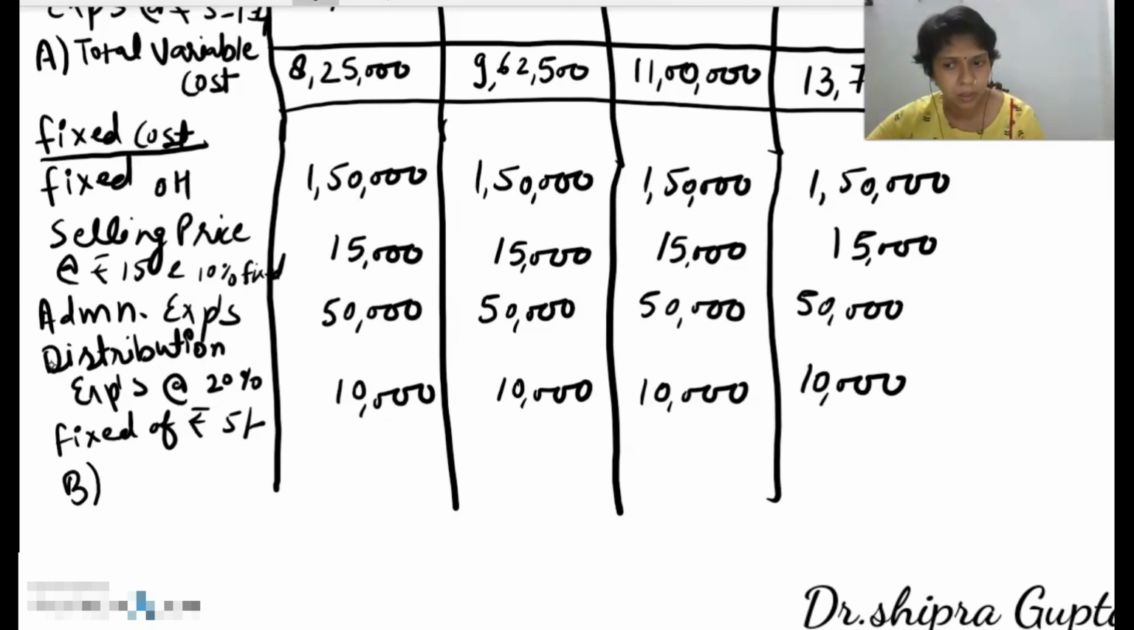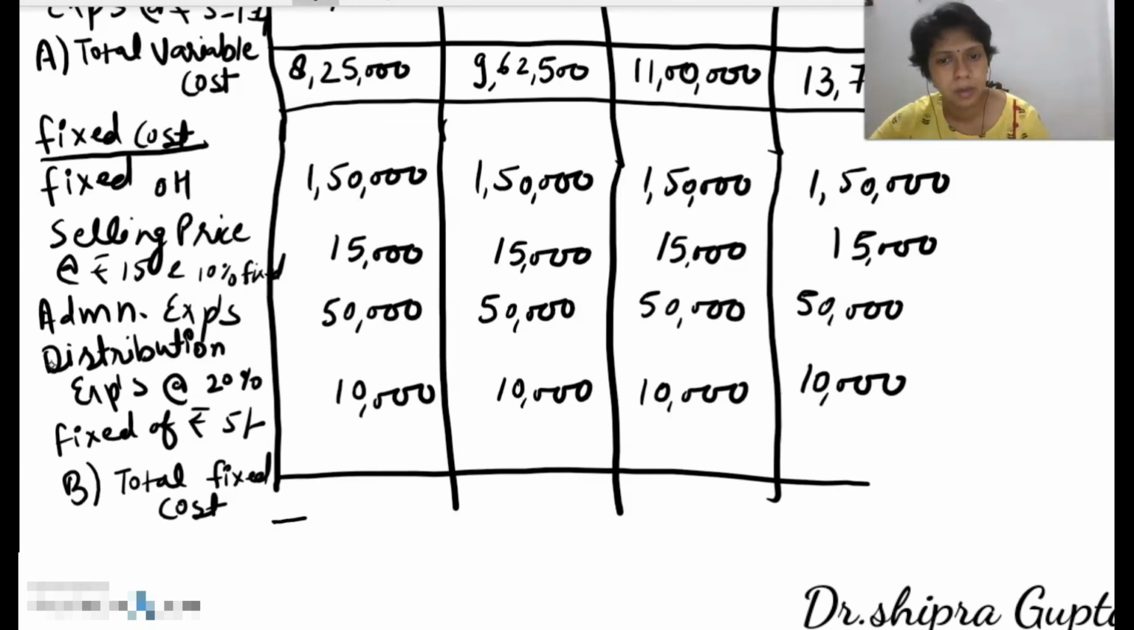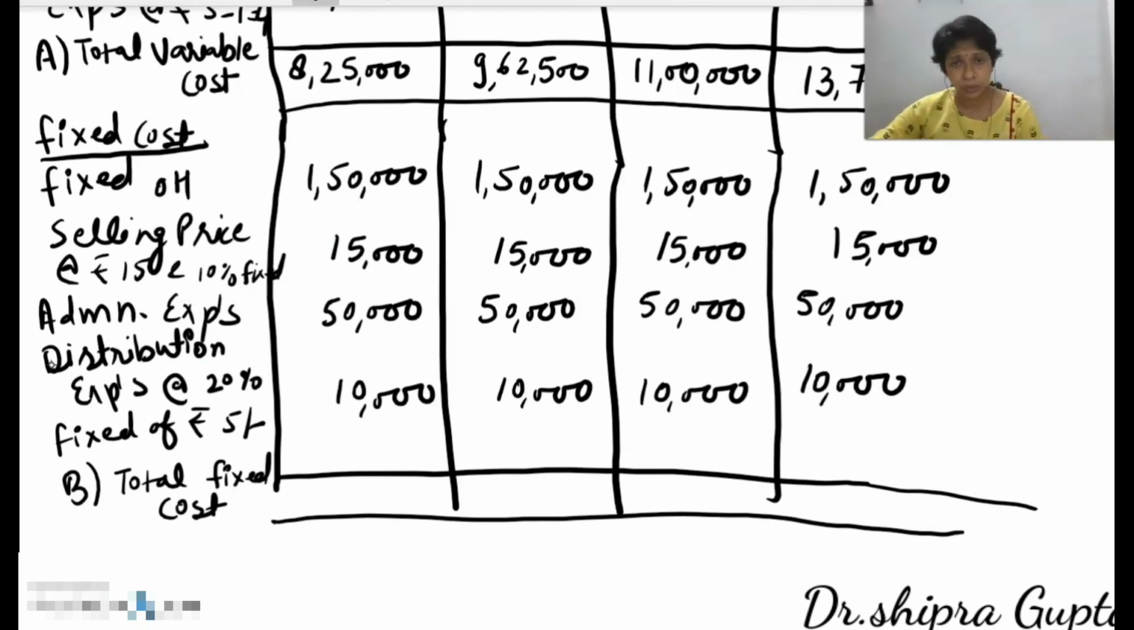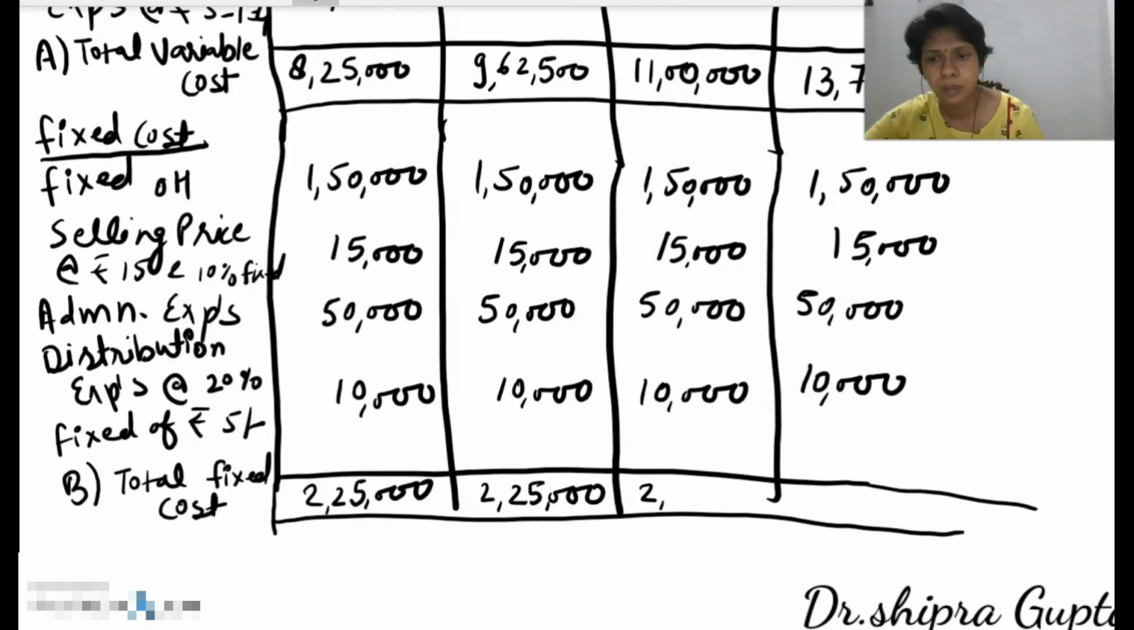Now we will total it, the total fixed cost. The total of this column, I have already totaled it, is 2,25,000. This will remain the same for all the columns because fixed costs always remain the same: 2,25,000, 2,25,000 and this one is 2,25,000.